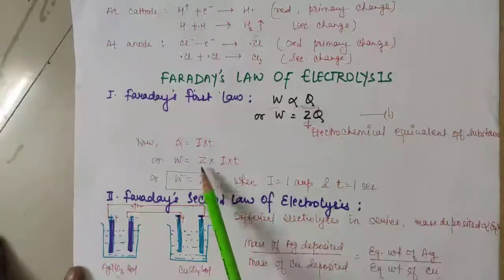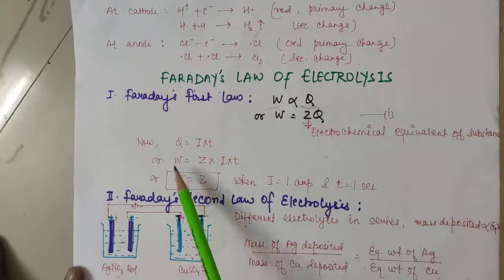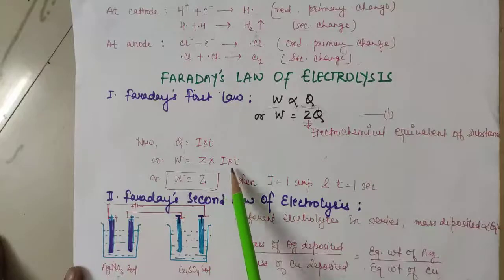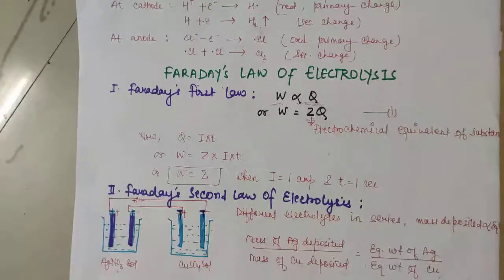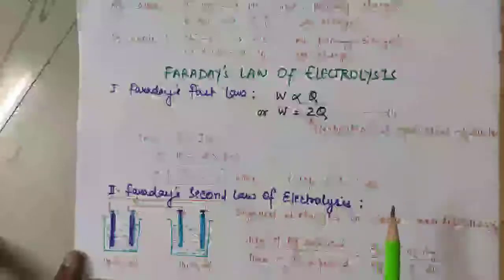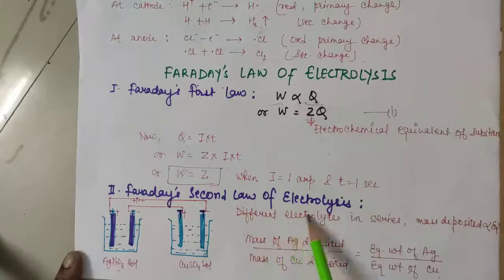Z, or electrochemical equivalent, will be equal to the amount of substance produced when 1 ampere current is supplied for 1 second. So the electrochemical equivalent of a substance may be defined as the mass deposited when a current of only 1 ampere is passed for 1 second. That is, the quantity of electricity is equal to 1 coulomb. Now let's see the second law.